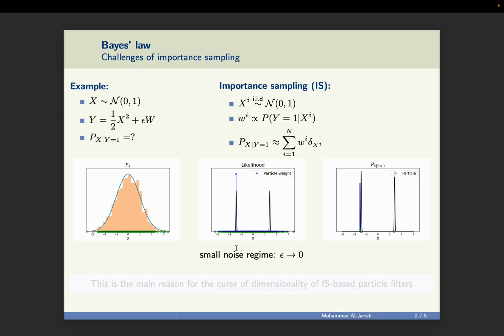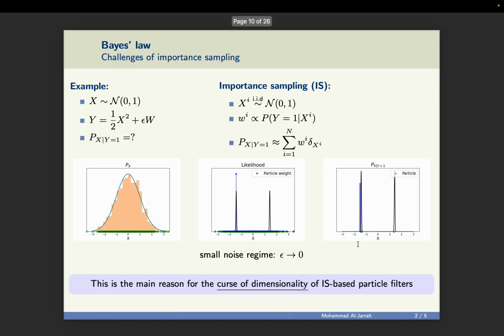Now as the noise level goes to 0, gets smaller, we start seeing this degenerate likelihood distribution, and we end up having all particles with weight 0 except one of the particles, which gets all the weight, which is 1. When we get the weighted distribution of the particles, we end up having only one of the modes. This is known as mode collapse, which is the main reason behind the curse of dimensionality of importance sampling based particle filters.